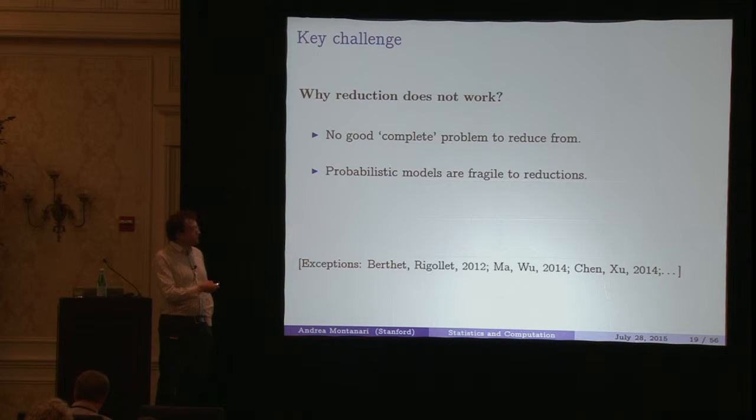And then probabilistic models are fragile to reduction. If you construct a reduction, this typically changes the distribution in a dramatic way. There are exceptions to this story. There are cases of carefully crafted reductions among statistical problems. But you start with two problems that are quite similar to start with, and then you have to do a lot of work to construct your reduction.